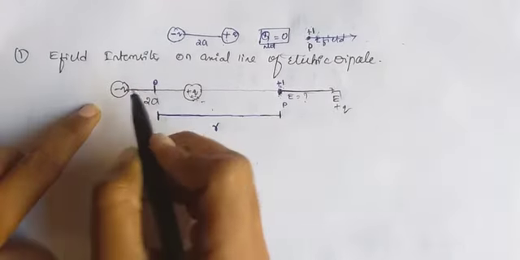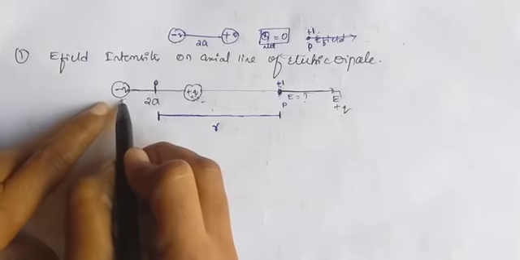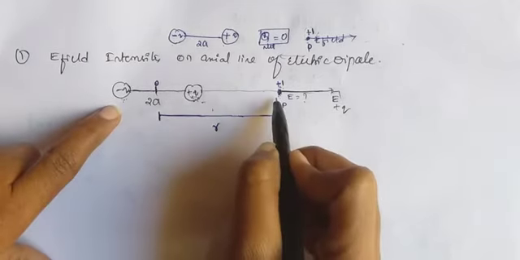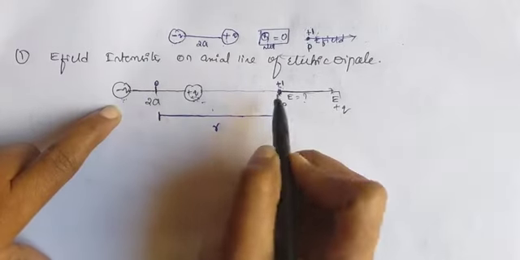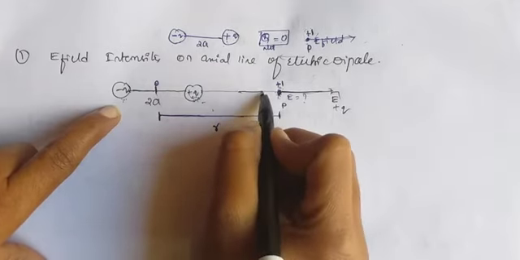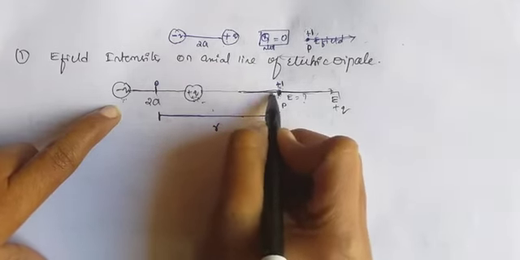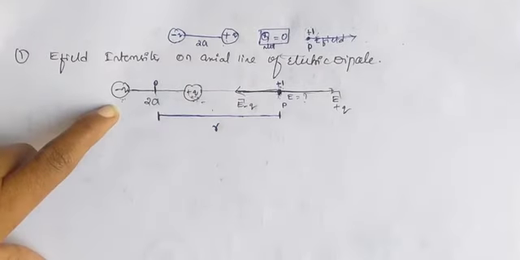Now see here, I want to get the electric field due to this charge. Okay, so here this is the negative charge and this is the positive charge. Those two attract each other. So that's why the electric field direction is in this direction. So this is the electric field direction. So this is the electric field due to minus Q.